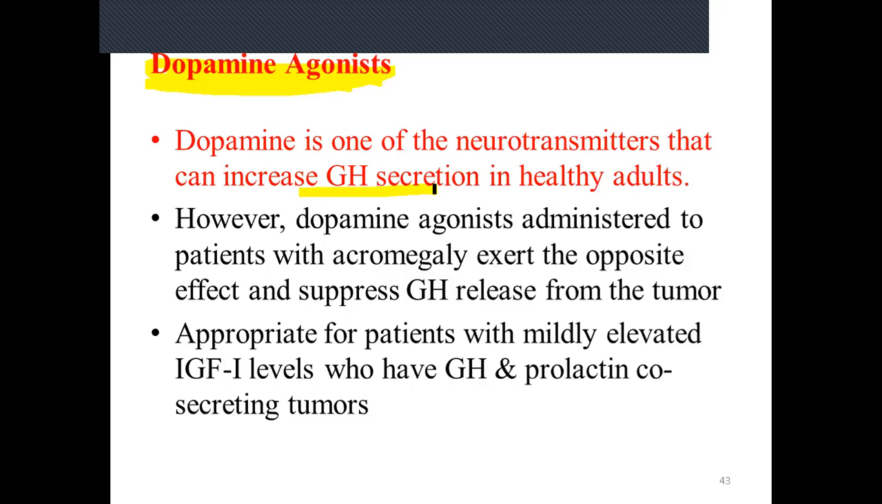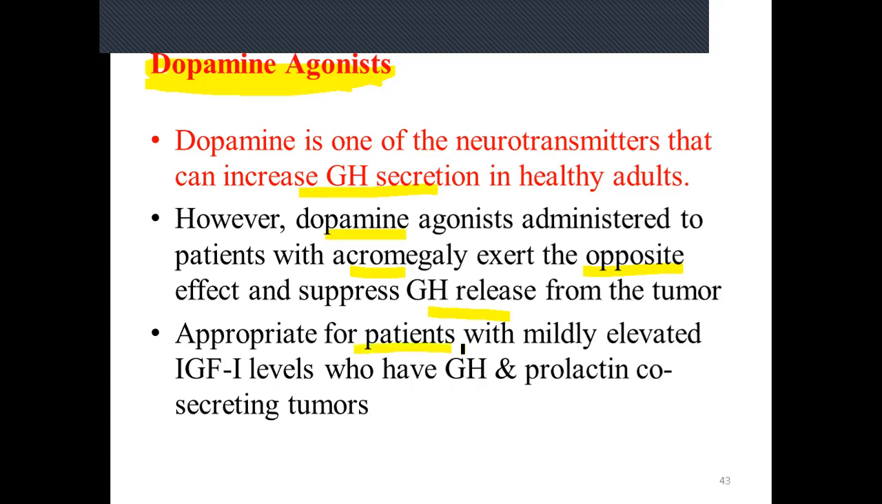But when you give it to a patient who has acromegaly, it has the opposite effect. In a normal individual, it increases growth hormone secretion, but in an acromegaly patient, it exerts the opposite effect and suppresses growth hormone release from the tumor. So that is why dopamine agonists are commonly used in the management of this condition when a patient is refractory to frontline treatment, that is surgery.